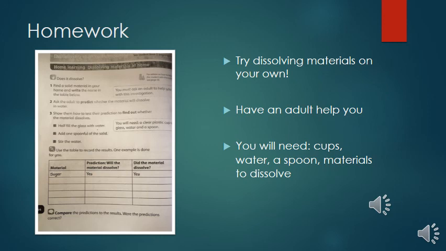So you'll need a clear plastic cup or glass, water, and a spoon or something to stir to see if they'll dissolve, and then the things that you are trying to see if they dissolve. So half fill the glass with water, add 1 spoonful of the solid, and then stir it in the water. Record your results in the table at the bottom of page 44, just like we did together. Compare the predictions to the results when you're done. Were your predictions correct?